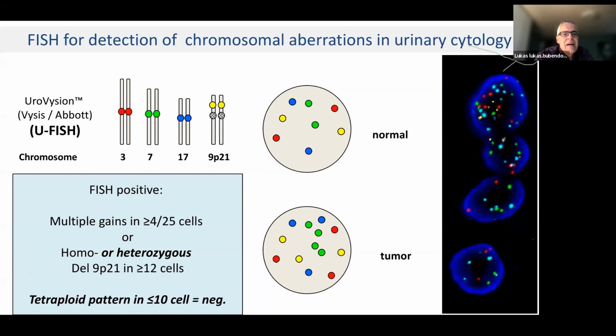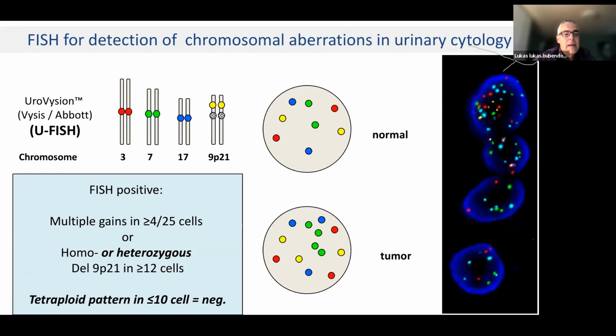If you have at least 4 cells having multiple copies of 3, 7, or 17, or a loss of 9p21, which is a very typical feature in bladder cancer, then you can call it positive. Also, there is some more granularity to it, whether you also consider heterozygous loss or homozygous loss of 9p21. It's not a webinar about FISH, so I won't go into more details.